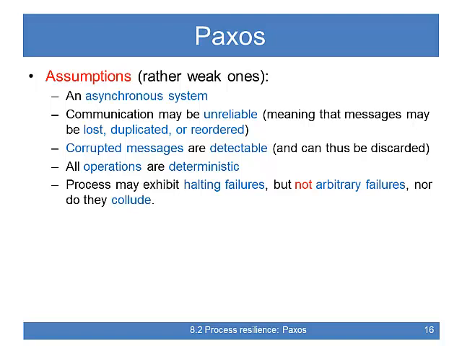Okay, let's move on to Paxos. So this is now my big experiment. We're going to talk about an asynchronous system. And like I said, the communication can be unreliable. We can have messages corrupted, but that's detectable. All operations are deterministic. I mean, you do an operation and an operation cannot be interrupted. Let me just keep it simple. And processes may exhibit halting failures, not arbitrary failures, and also they don't collude. Okay, so it's kind of a straightforward situation.